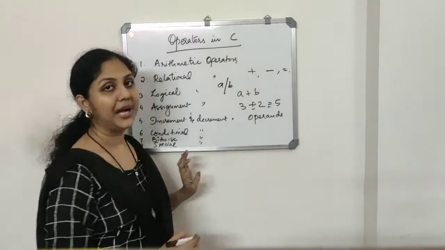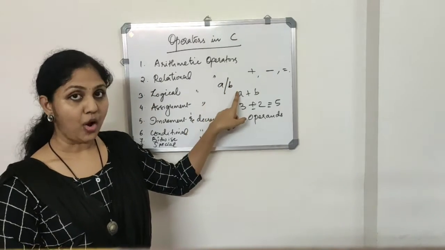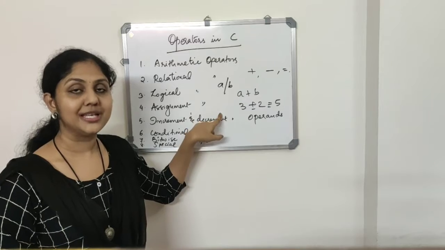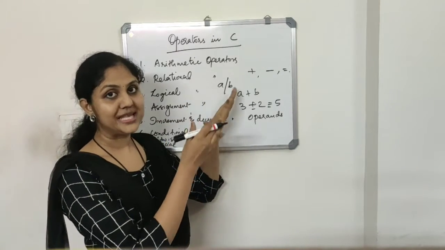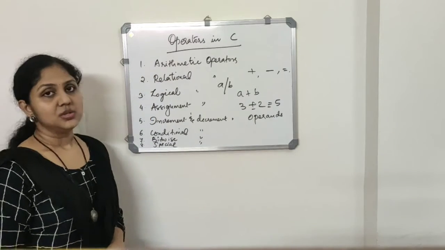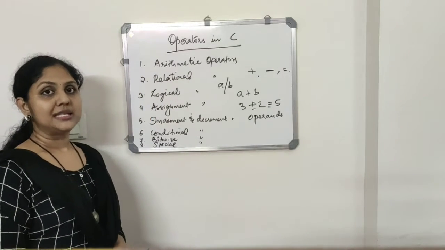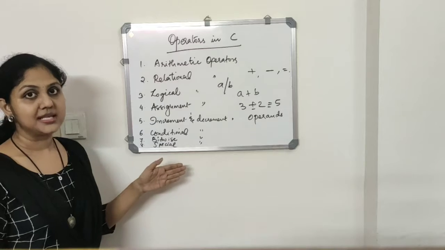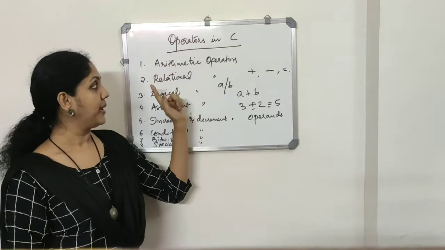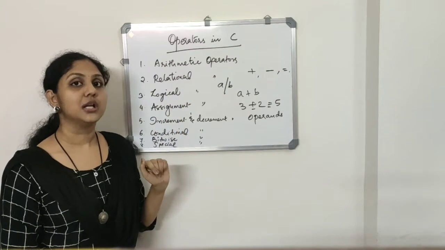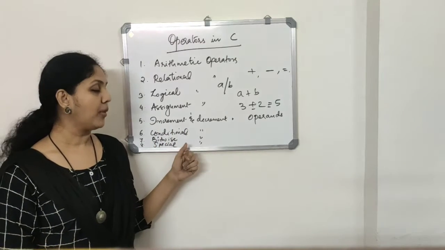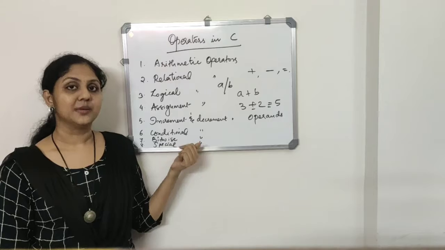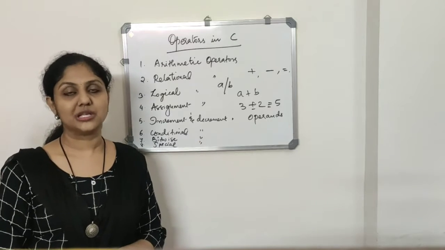A by B. A and B are operands and this division is the operator. This division is performed on the operands A and B. So, the important operators in C can be categorized as follows: arithmetic operators, relational operators, logical operators, assignment operators, increment and decrement operators, conditional operators, bitwise operators, and special operators.